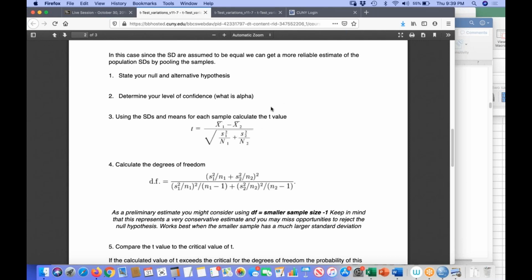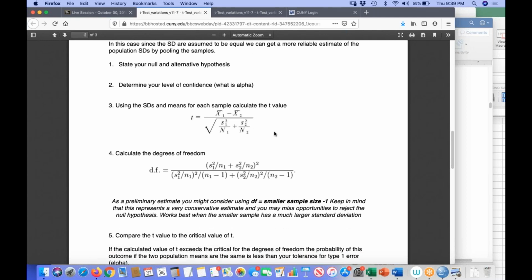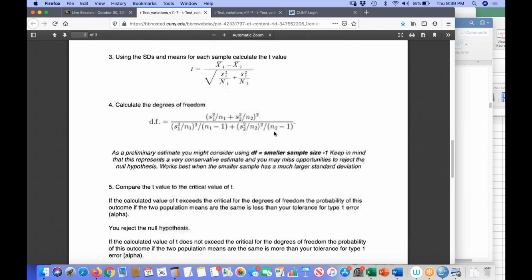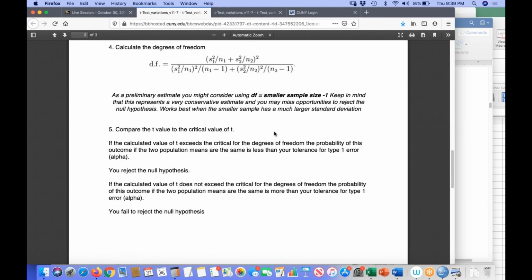You want your T-score to be bigger than your critical value of T. How do you get your critical value of T? You go to the table where your degrees of freedom are. Now get a load of this formula for calculating the degrees of freedom. Take a look up there. How's that for a nasty formula, right?